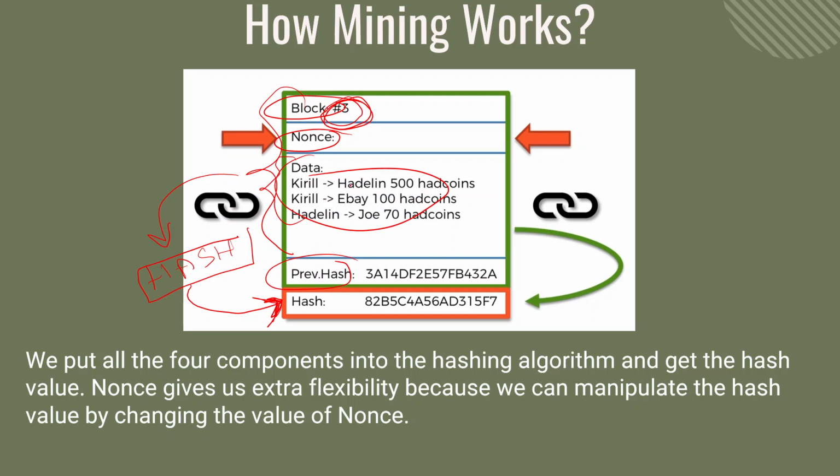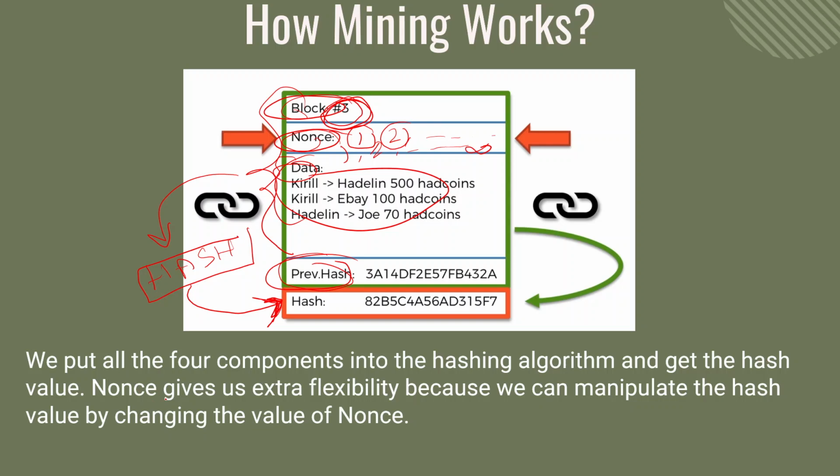No. Here comes the actual play of the nonce. The nonce is nothing but some integer or long number, which means 1, 2, or any number it can be. And according to this nonce value, different hash values are generated. Nonce value can be 1, 2, going up to anything. For every value of nonce, we will get a new hash value for the block. So we put all the four components into the hashing algorithm, meaning block, nonce, data, and previous hash, and get the hash value.